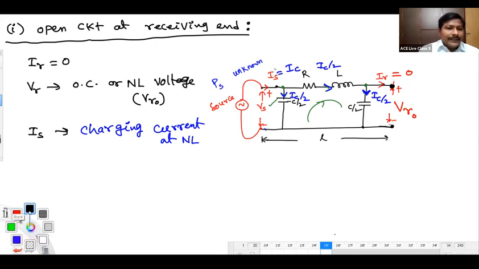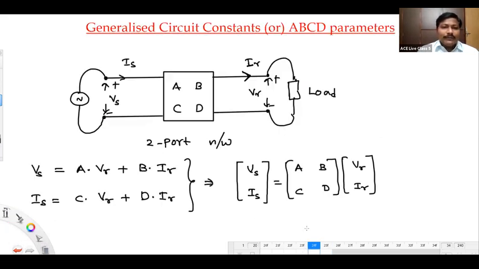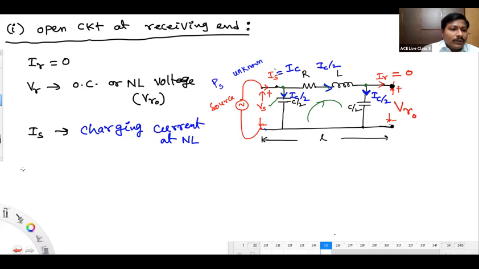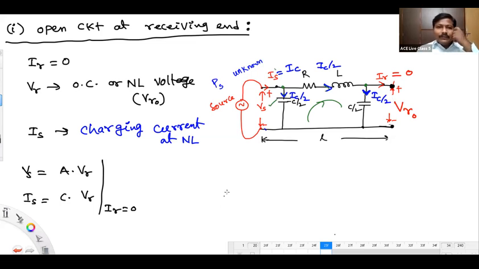Okay, now let's move with the equations. Vs equals AVR plus BIR, Is equals CVR plus DIR. Let's keep IR equals 0. So Vs you can write A into VR, Is you can write C into VR, by keeping the receiving end current value 0. From this you can write sending end voltage is equal to A into VR0, and sending end current will be equal to C into VR0.